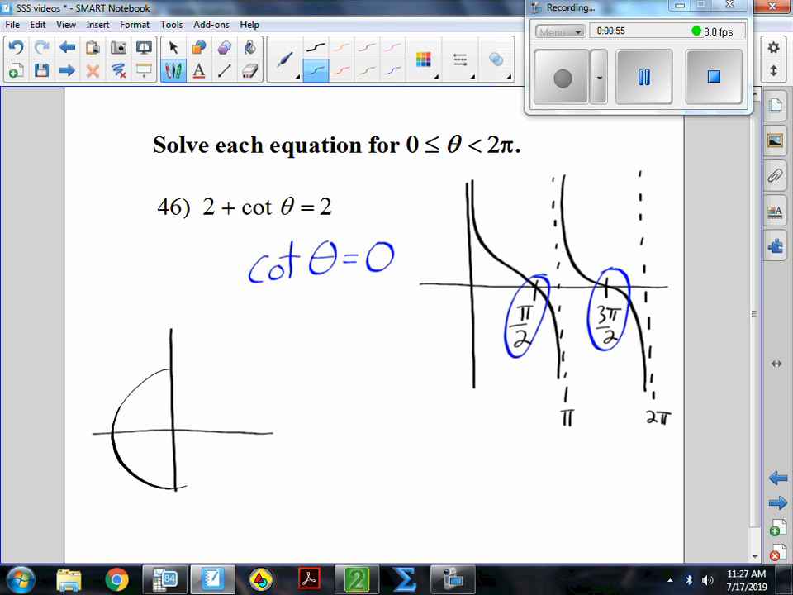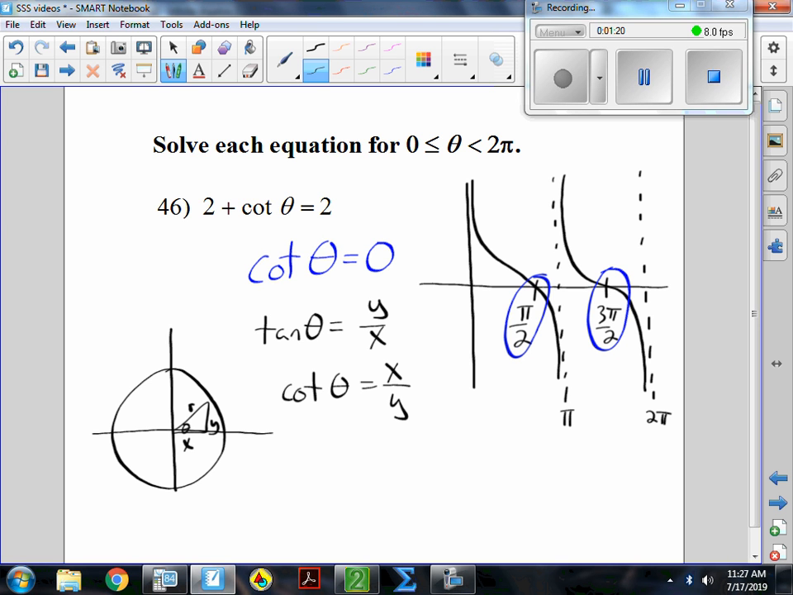Then you have to know your definition for cotangent. I know that tangent theta is equal to opposite over hypotenuse, so it's y over x, if I were to draw a right triangle in quadrant 1. So tangent theta is y over x, so cotangent theta is equal to x over y.